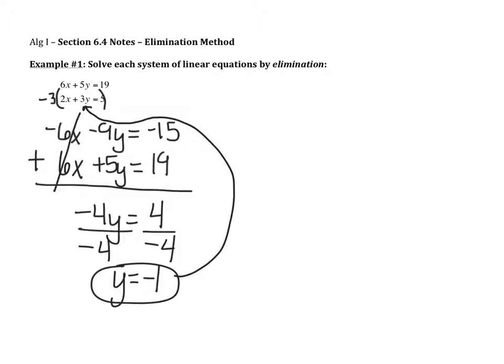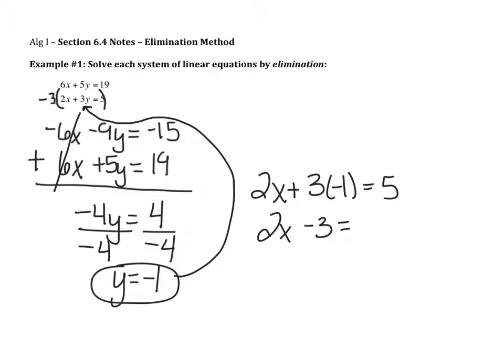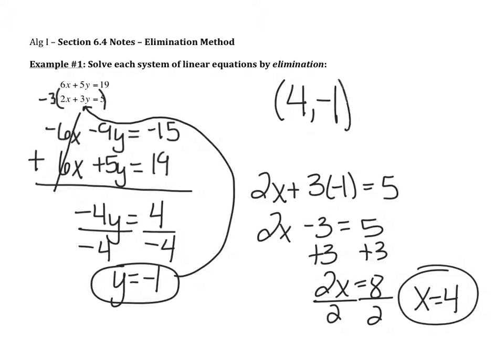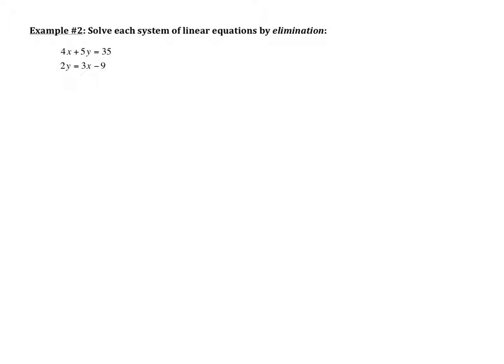So I have 2x plus 3 times -1 equals 5. So 2x minus 3, since 3 times -1 is -3. If I add 3 to both sides, I get 2x equals 8. Divide both sides by 2, and I end up with x equals 4. So remember, I'm still going to answer these as if I graphed them. So the place where these two equations would intersect would be at 4, -1, and that would be my final answer. Let's move on to another example to get some more practice at this.